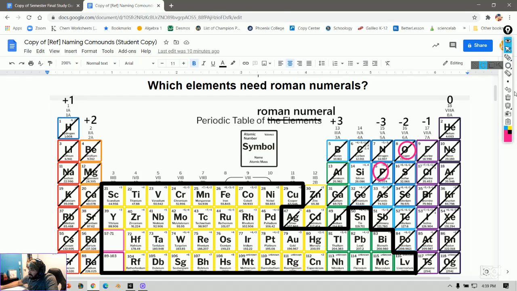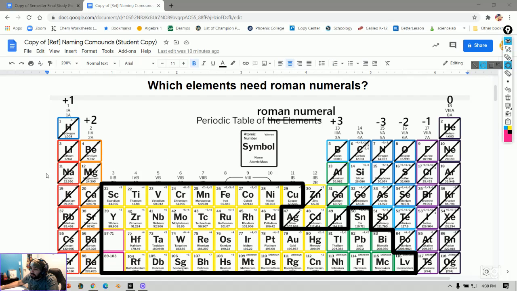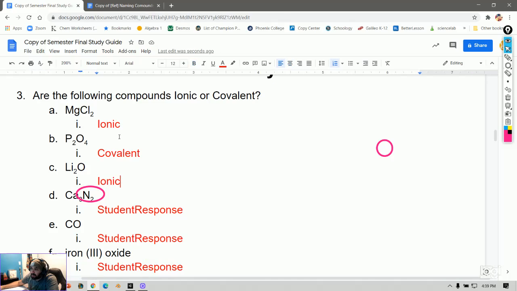Lithium and oxygen. Lithium is here. Oxygen is here. This is a metal and a non-metal. We call this ionic. Calcium and nitrogen. This is a metal and a non-metal. We call this ionic.